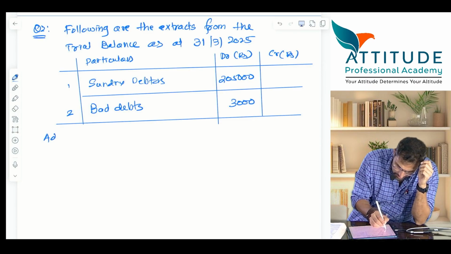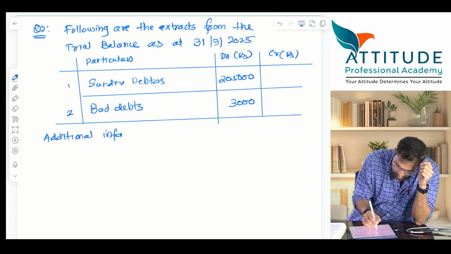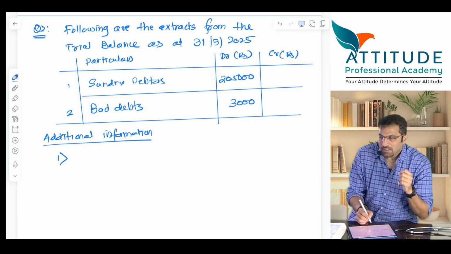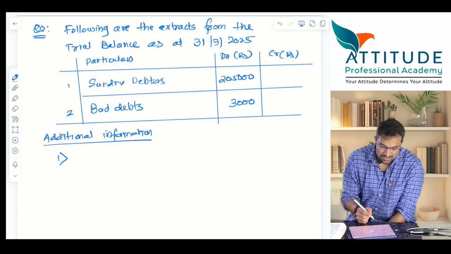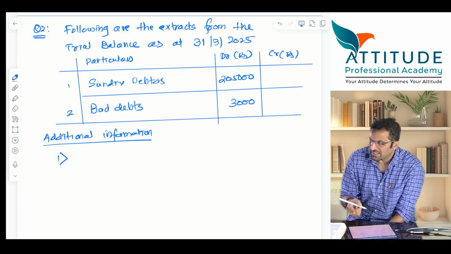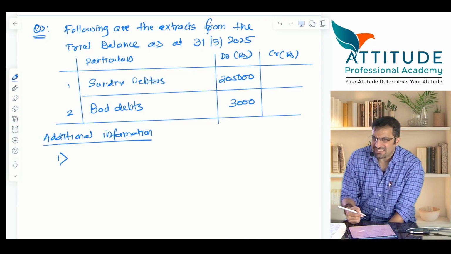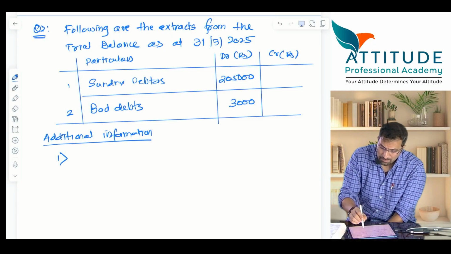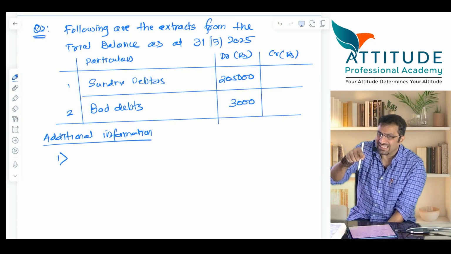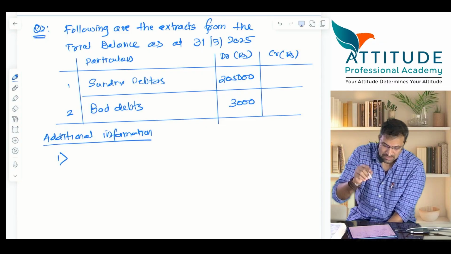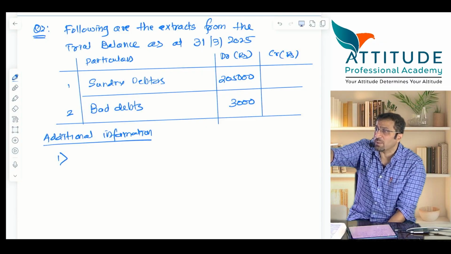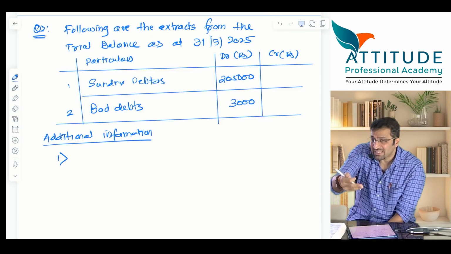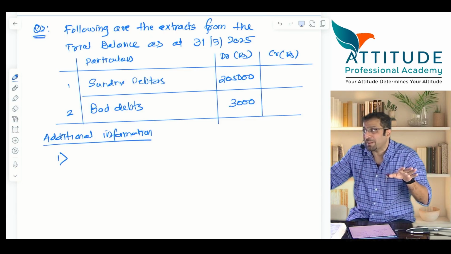Additional information. One. Now guys, sundry debtors and bad debts. Bad debts has already appeared in the trial balance. What does that mean? Bad debts entry is passed or yet to be passed? I am asking you a question. Bad debts is appearing in the trial balance. So bad debts entry is already passed or yet to be passed? Very good. Bad debt entry is already passed for how much? 3000. Anything which comes as additional information, its entry has not yet been passed.